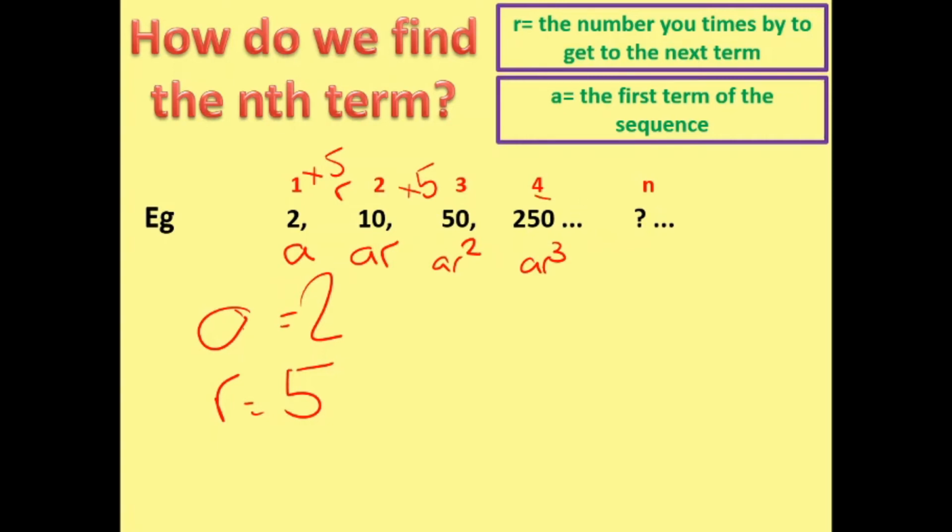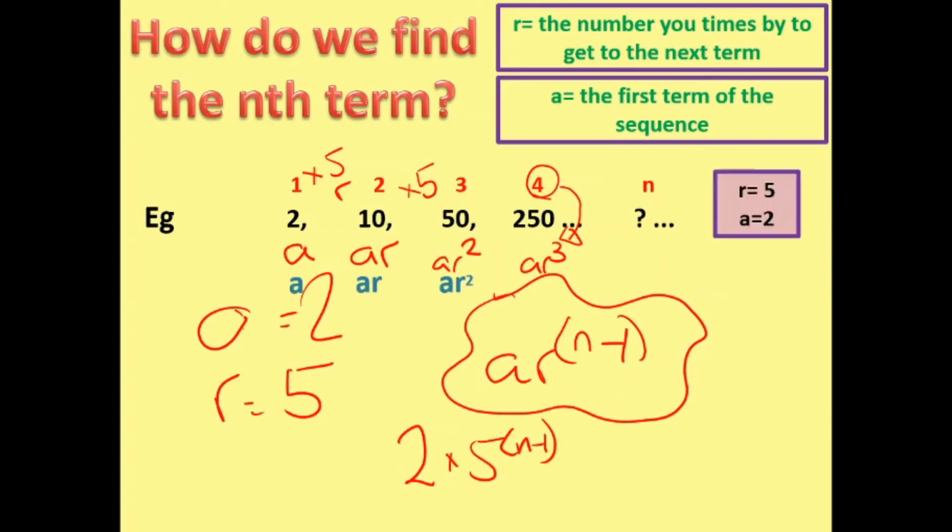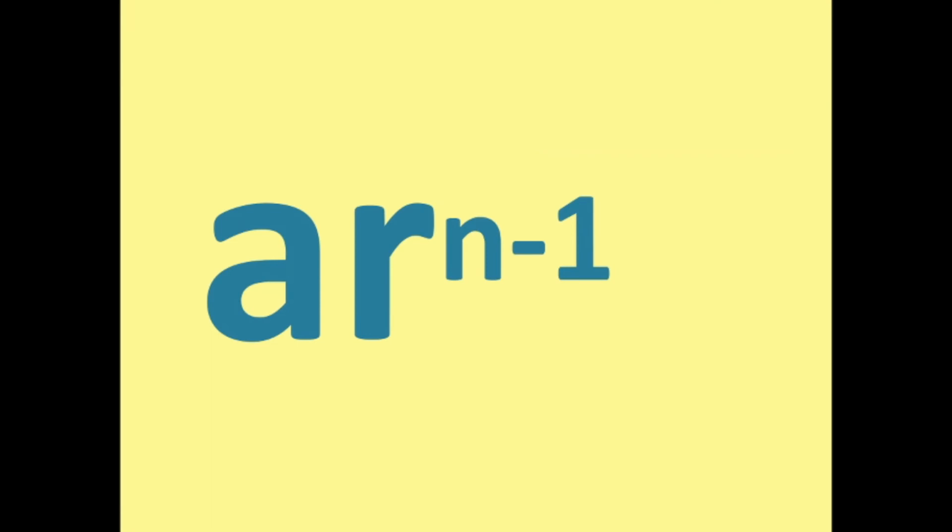Now, what you should notice is that my term number is always 1 more than my actual power. So we can write this as a formula. So that's going to be AR. Now this one here, I don't want the actual nth term. I want the one less than that. So it's minus 1. And this is what you want to remember. This is really important. This is your nth term to every geometric sequence. So in this case, it's going to be 2 times 5 brackets n minus 1. So please just copy it down. It's really important.